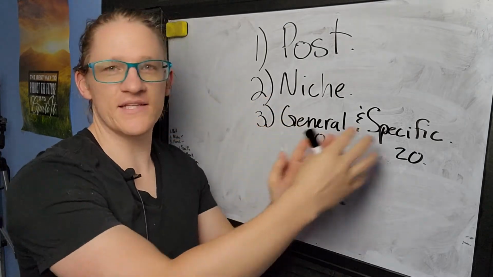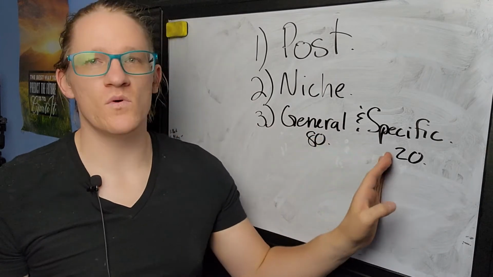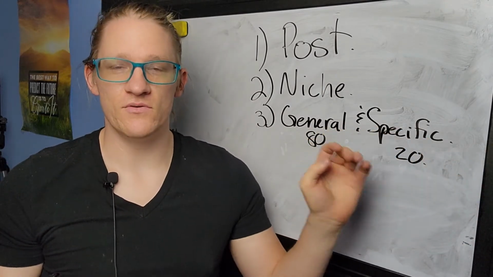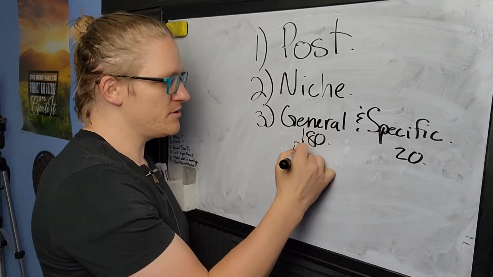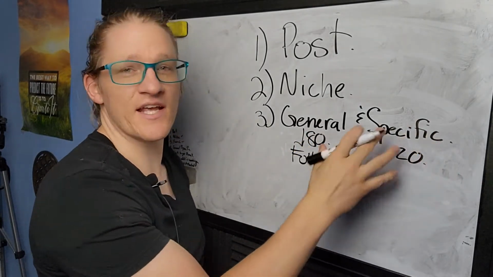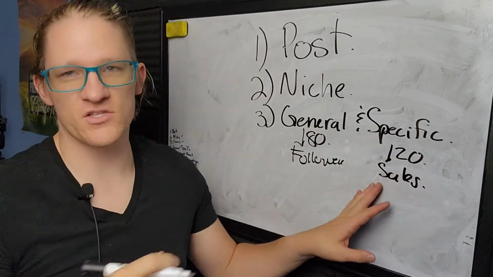It's going to be less educational, but then the specific side will be more educational and more inclined to get them to take action and go buy your products. General is going to lead to followers, and then the specific content is going to get less views, less reach, but it's going to lead to sales. That's the way to think of it.